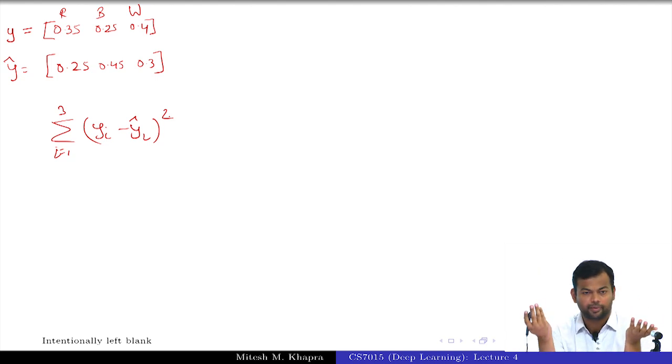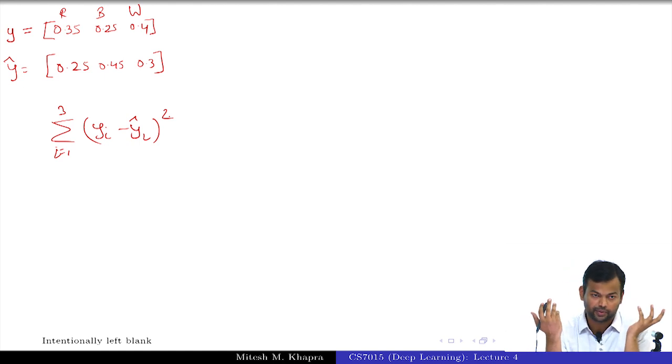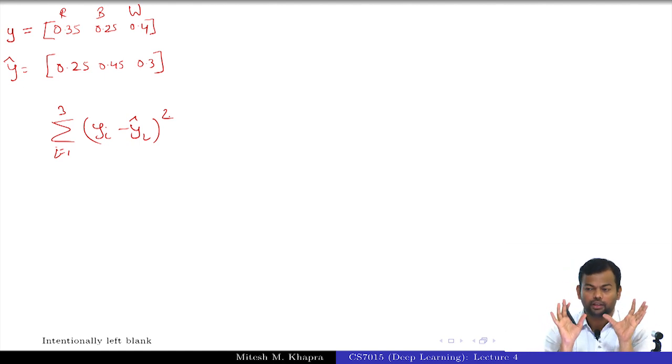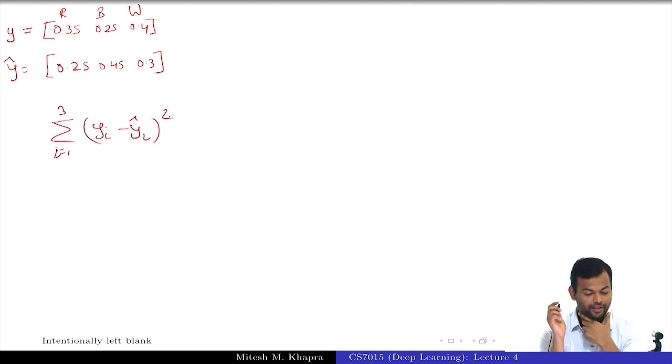You could just treat these as any two vectors. You have a true value, you have a predicted value, you just take the squared error difference between them, right? But you know this is a probability distribution, right? So you should be able to do something better than this. You know this is a special quantity. This is not just any number that you're predicting. You're trying to predict a distribution. So you should be able to do something better than that, right? So that's what we want to see, how to do something better than this. Okay, that's what our quest is, okay?